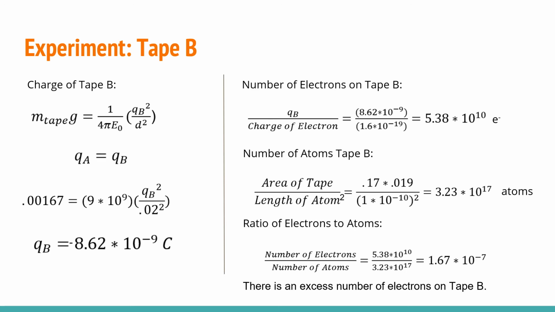Now, the ratio of electrons to atoms is found using the number of electrons over the number of atoms, which is 1.67 times 10 to the negative 7. This shows us that there is an excess number of electrons on tape B.